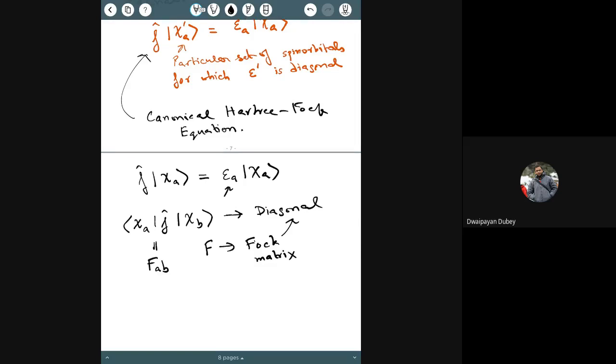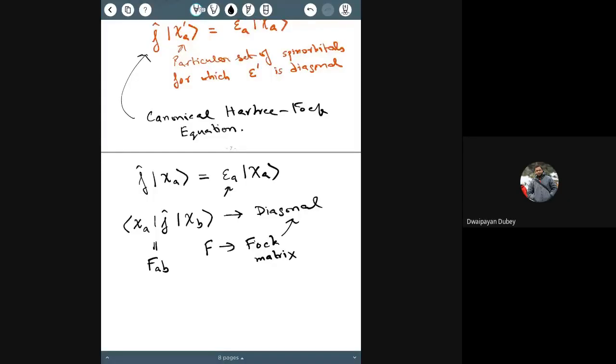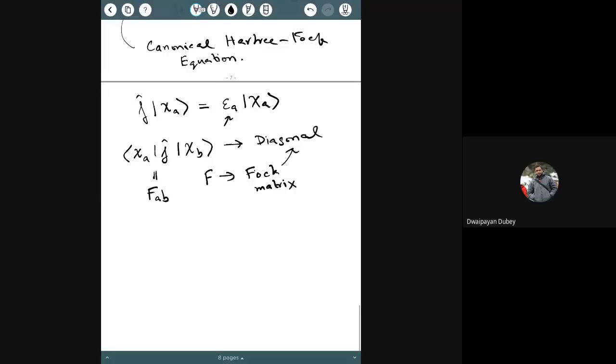Epsilon matrix or Fock matrix. So every spin orbital is now associated with only one Lagrangian multiplier, which has the dimensions of energy, and that is called the energy of the spin orbital. Fine. Okay. So this is the most common and most widely used equation, the canonical Hartree-Fock equation, which gives me a diagonal Fock matrix.